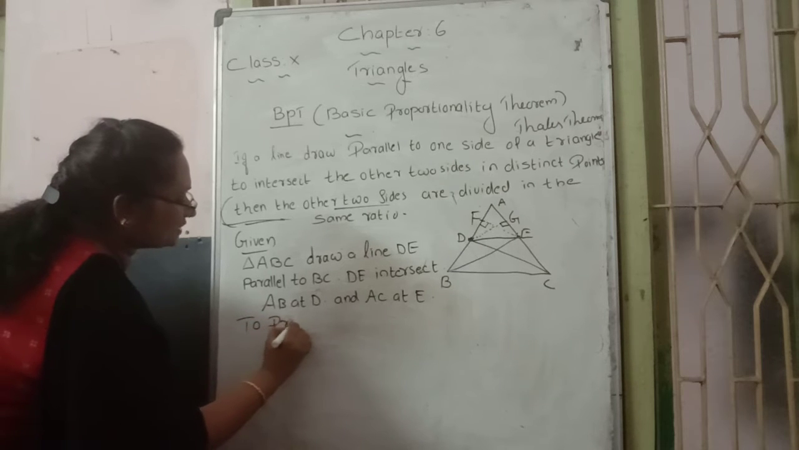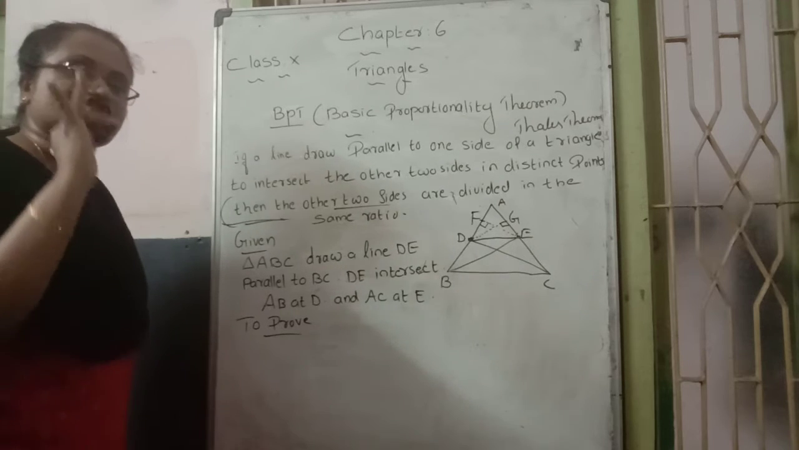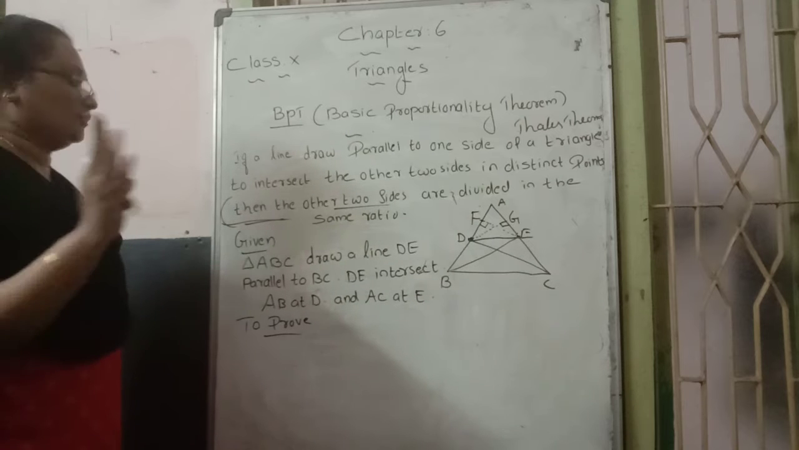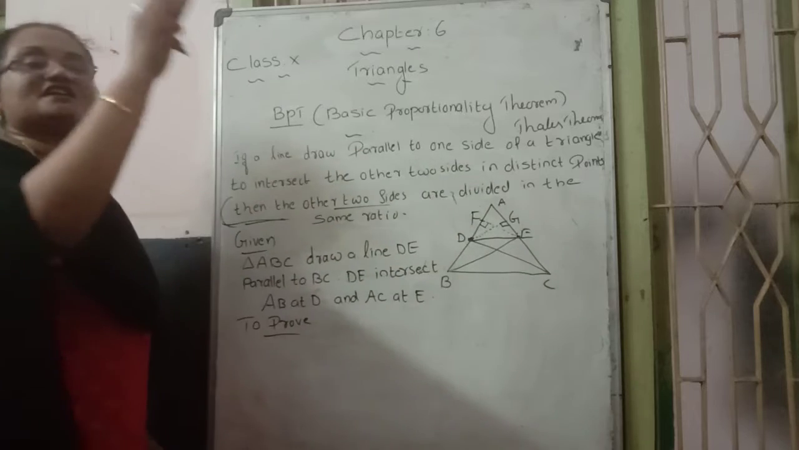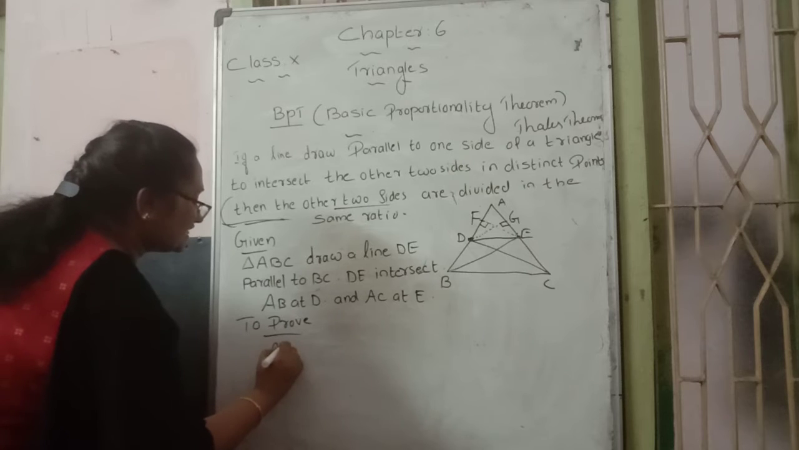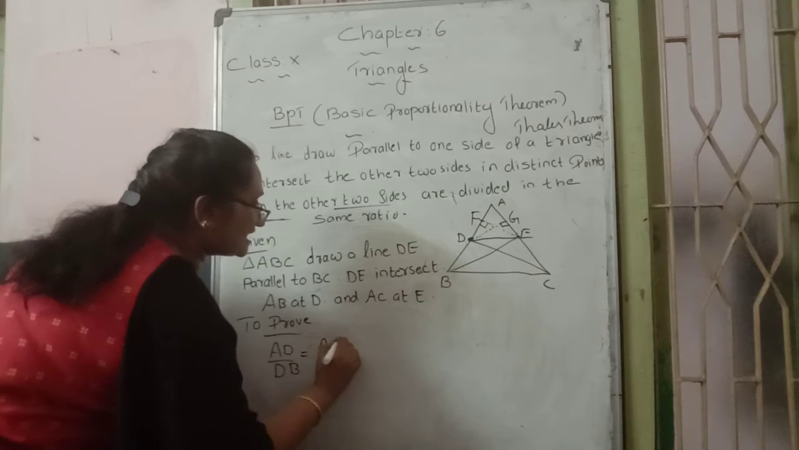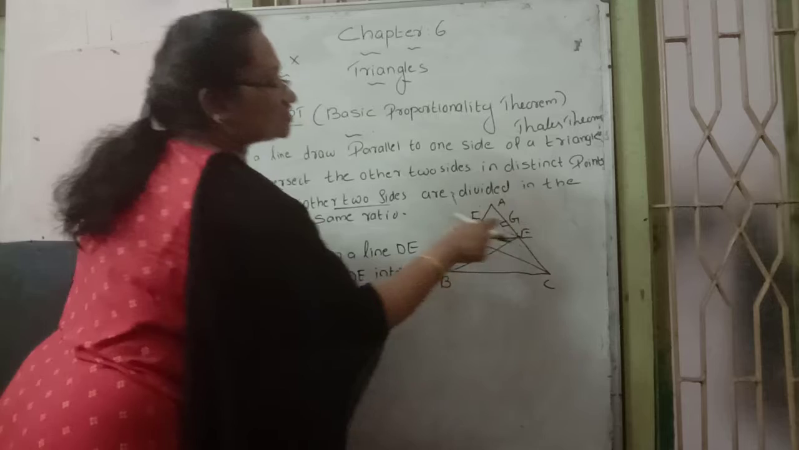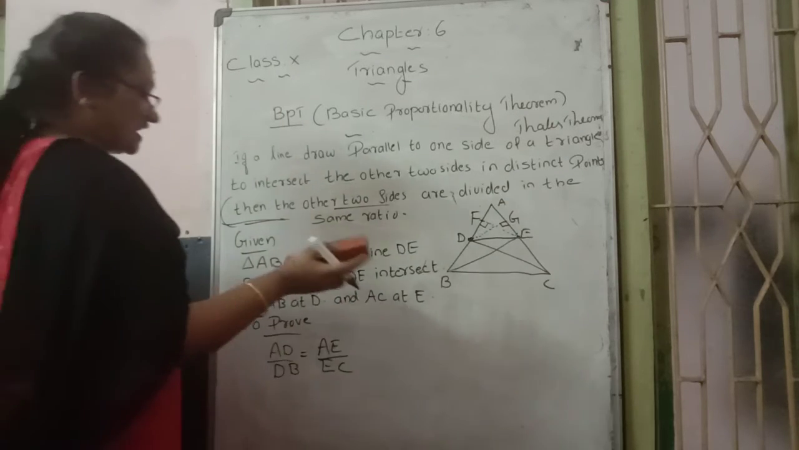In the geometry portion, for proving we need four steps. One is given, next is to prove, third step is construction, fourth step is proof. The second step is to prove. What do we want to prove? That the DE line divides the sides into equal ratios. What are the ratios? AD by DB is equal to AE by EC. That is our question.